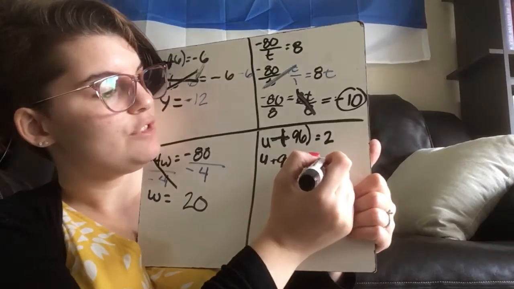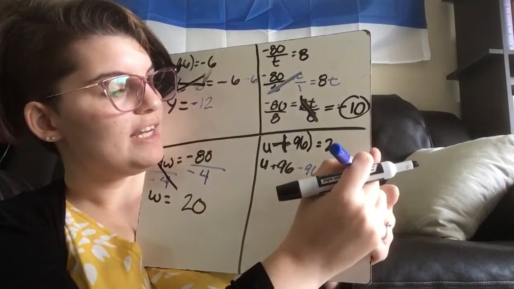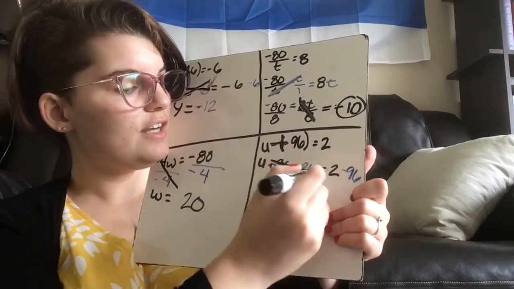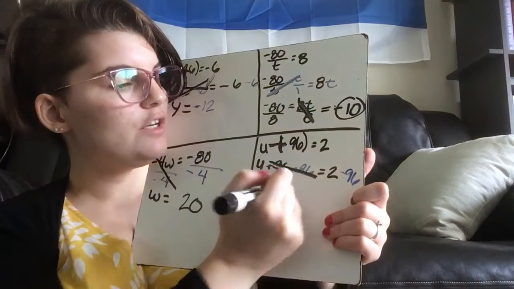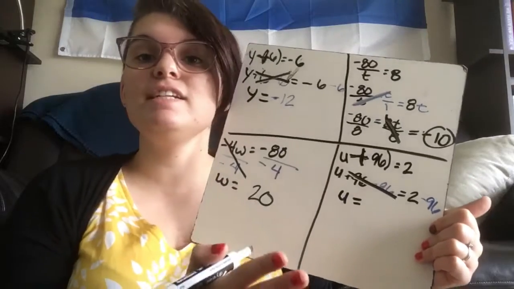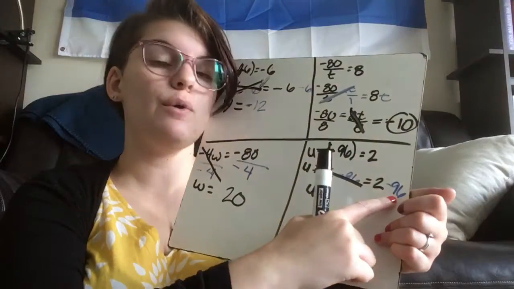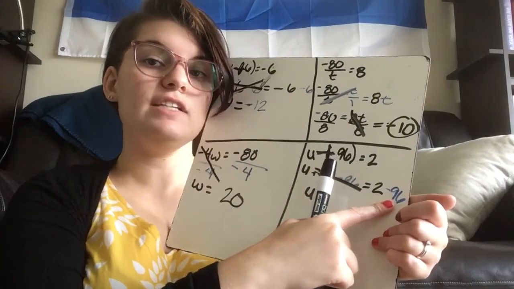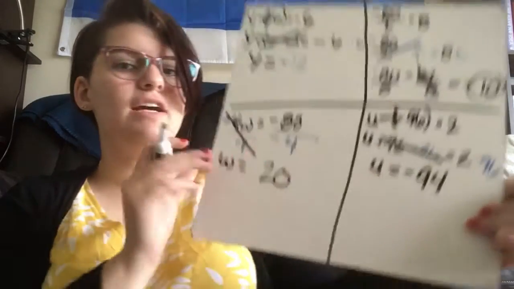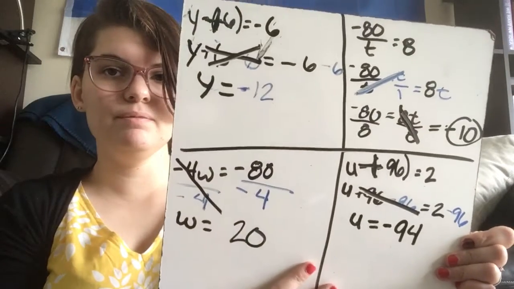Sorry if you cannot see, I'm doing my best. And then 2 minus 96. All right? So these two cancel each other out. You're left with u equals 2 minus 96, or you could say negative 96 plus 2. Either way, you're going backwards. If you do it this way, you're going backwards, or you start at negative 96 and you go to the right. It ends up as negative 94. Okay? I'll leave this up for just a second so you can see it.